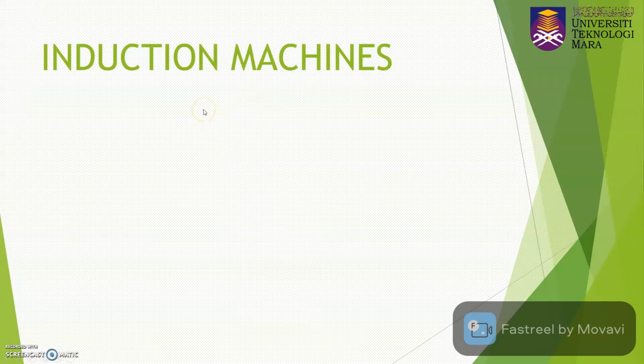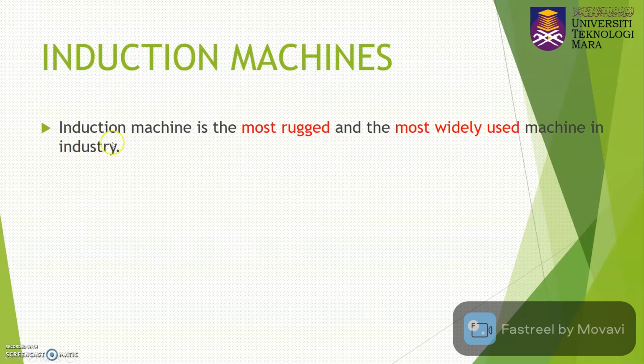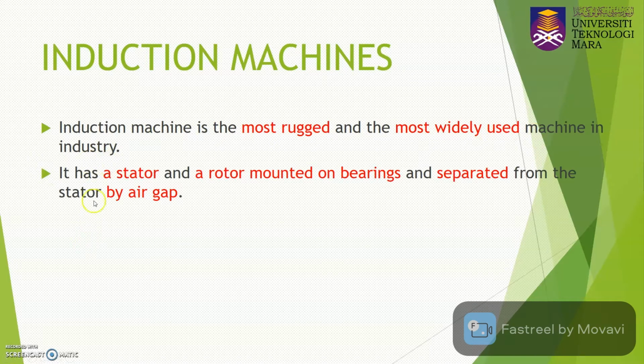First of all, an introduction to the induction machines. The induction machine is the most rugged and the most widely used machine in industry. In terms of construction, it has a stator and a rotor mounted on bearings and separated from the stator by the air gap. The stator is the static part, and the rotor is the moving part in the induction machine. Both the stator and the rotor are separated by the air gap, and the rotor is mounted on the bearings.